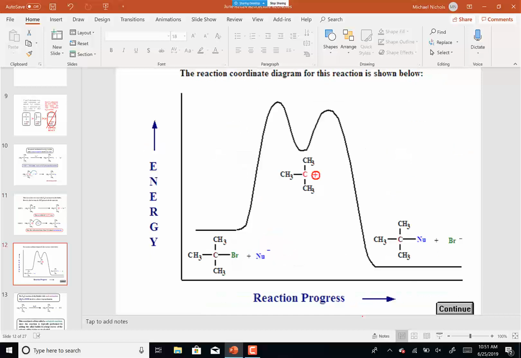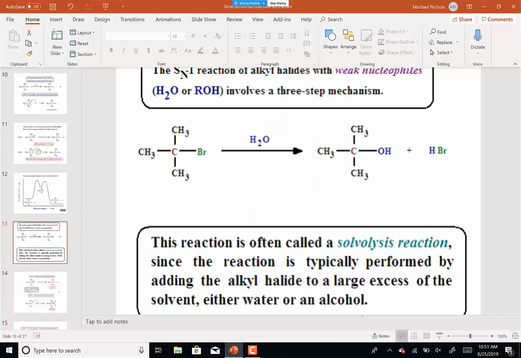What does the reaction coordinate diagram look like? It looks like that. Break the carbon-bromine bond to the first transition state to the intermediate carbocation. Form the nucleophile-carbocation bond to the second transition state all the way to the final product. So it's a two-humped camel. Peaks, transition states, valleys, intermediates. Okay, let's make it a little more complicated.